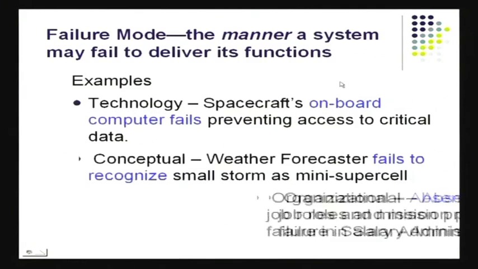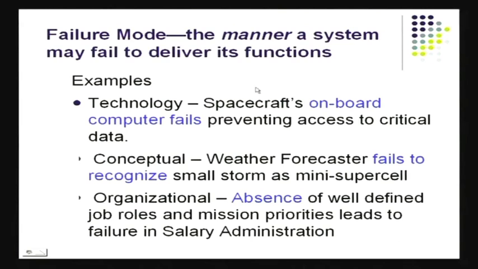If you look at other examples, there could be a technology mode. The failure could take place because of technology. For example, if there is a spacecraft flying and the onboard computer fails for some reason, that's a critical failure. There could be conceptual failure, and this can happen sometimes when a person does not fully understand how to carry out his task. And this happens a lot.